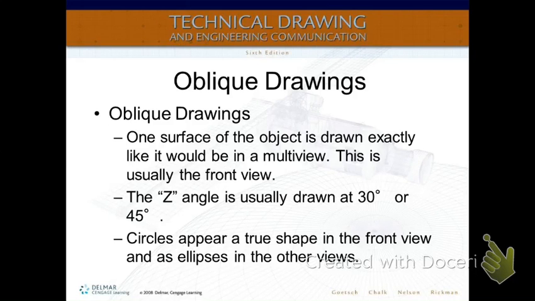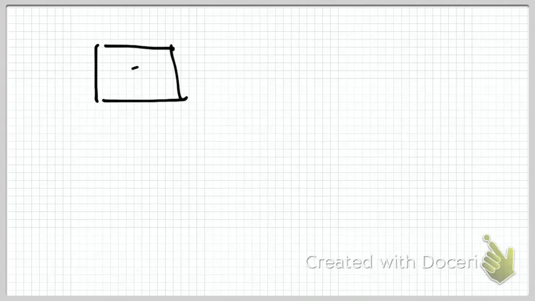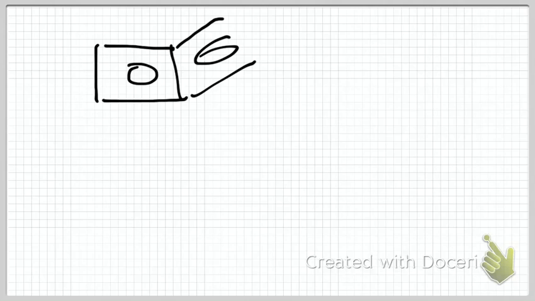So if we're looking at a front view of a part that has a hole in it, for instance, and has a hole. But if I'm going 45 degrees and it's on the side view, then it's going to be an elliptical shape.